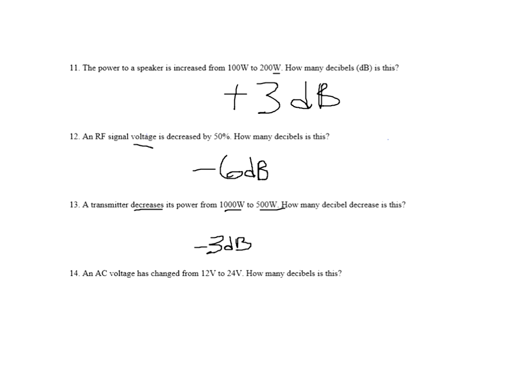An AC voltage change from 12 to 24 volts. How many decibels would this be? Well, it's voltage. Doubling the voltage would be a positive 6 dB. Those are the kind of questions you're going to see.